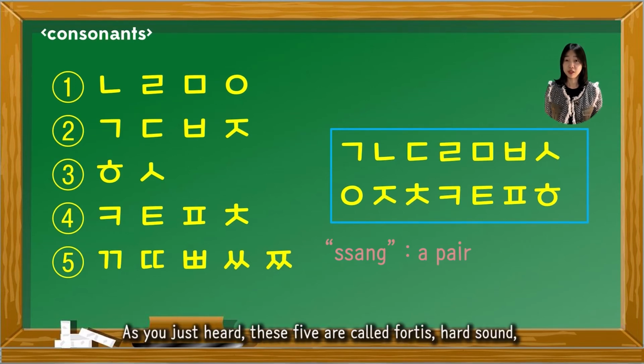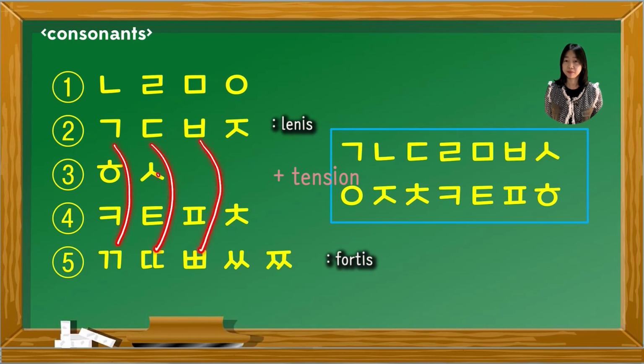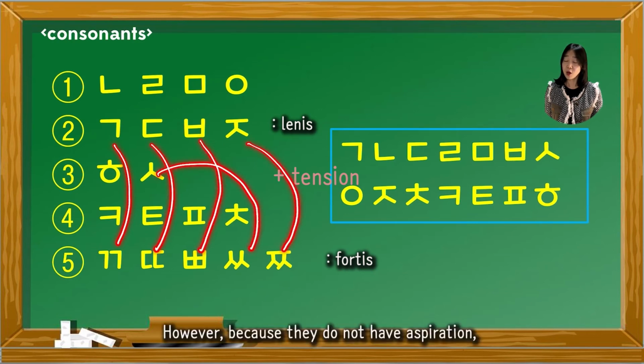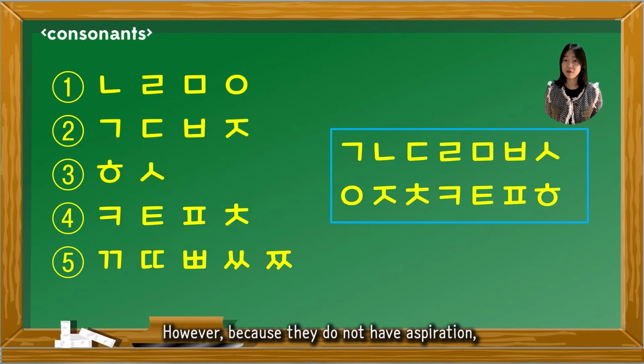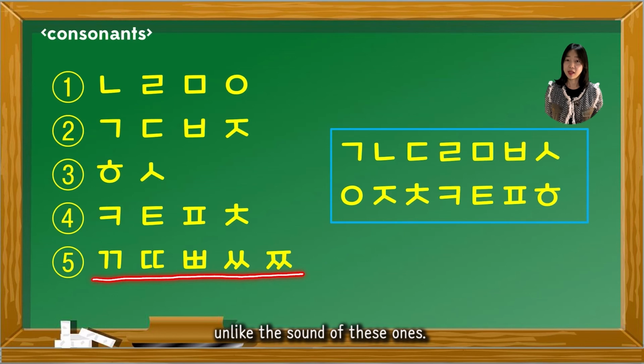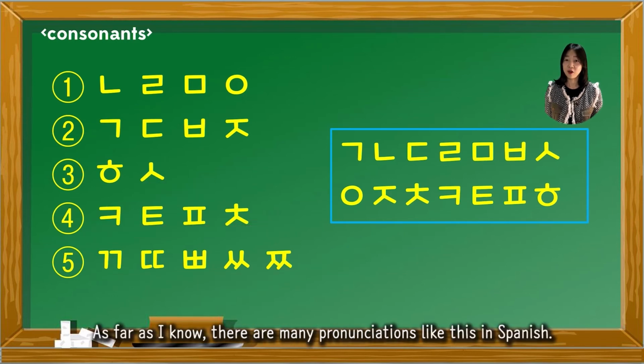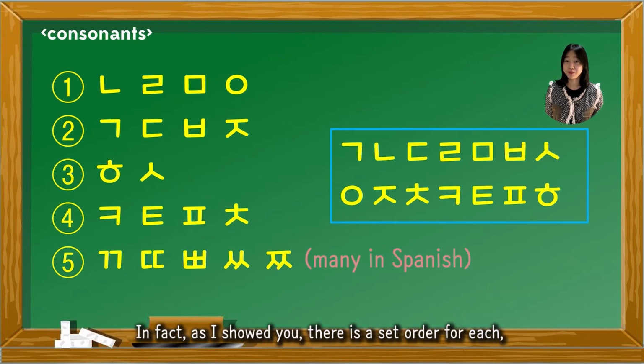You know, 쌍 means a pair. As you just heard, these 5 are called for this hard sound, adding tension to these basic consonants. However, because they do not have aspiration, the tissue in front of your mouth does not move when you make the sounds, unlike the sounds of these ones. As far as I know, there are many pronunciations like this in Spanish.